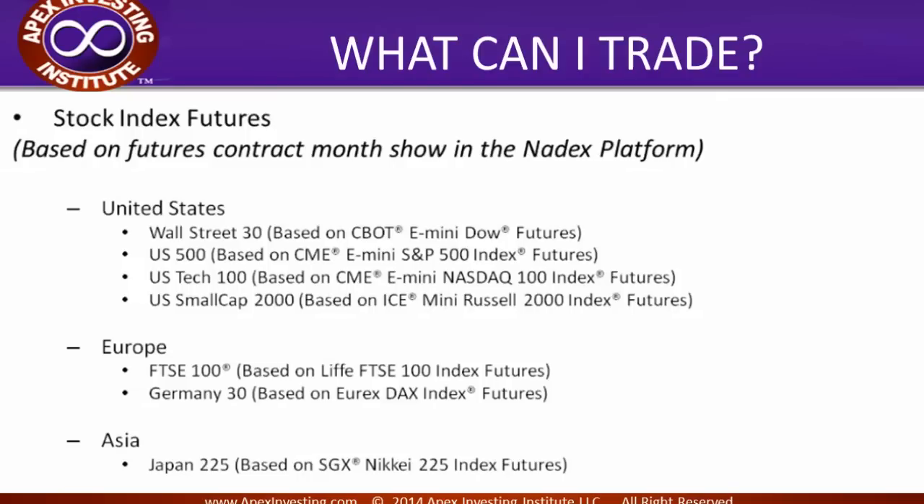Right here we got a list of the Dow. We got the S&P. We have the CME's NASDAQ. We have the ICE Russell 2000. Okay, small cap contracts, the futures there. And they follow those contracts. So the Wall Street 30 follows the Dow. The US 500 follows the S&P E-mini 500.